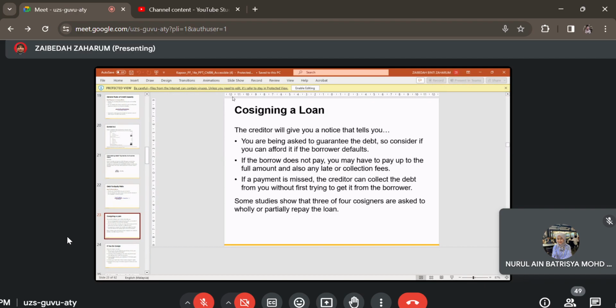Okay, termasuklah kalau borrower tu lewat bayar ke, okay, so you have to pay also. So if a payment is missed, okay, the creditor can collect the debt from you without first trying to get it from the borrower. Kalau katakan borrower tadi gagal untuk buat pembayaran, maknanya ada sebulan dia tertinggal bayar, okay, so the creditor tadi can collect the debt daripada whoever consigning a loan tadi tu. Dia tak payah nak minta dekat borrower pun. So dia terus pergi kepada whoever yang jadi consigning a loan tadi tu.